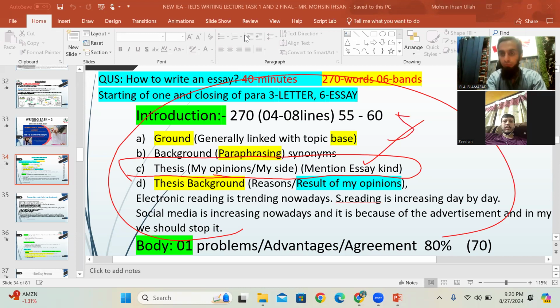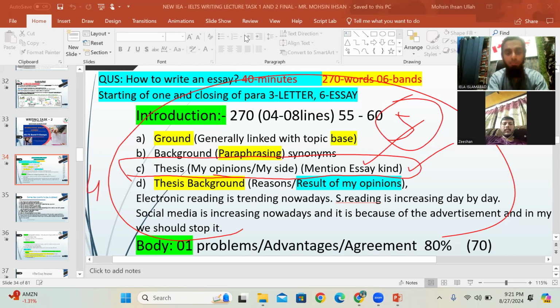There are 5 kinds of essay in the IELTS writing exam. The introduction and conclusion are similar for all kinds; only the middle paragraphs, 1 and 2, will be different. Now, after clarifying what kind of essay you are writing, the fourth step is the background.